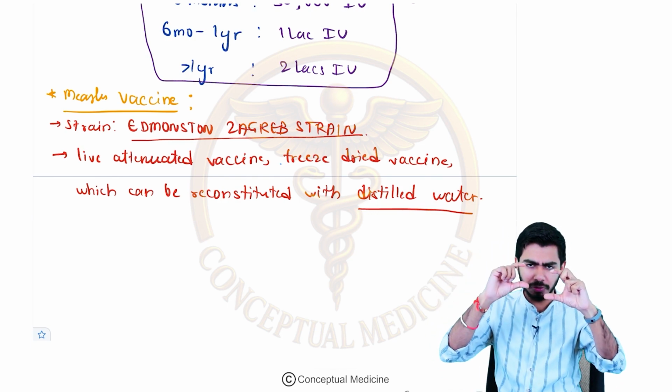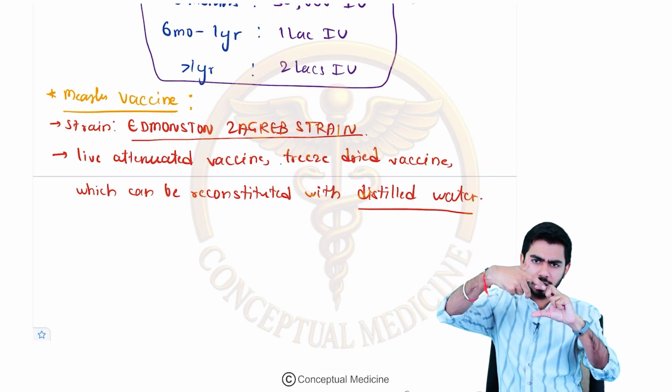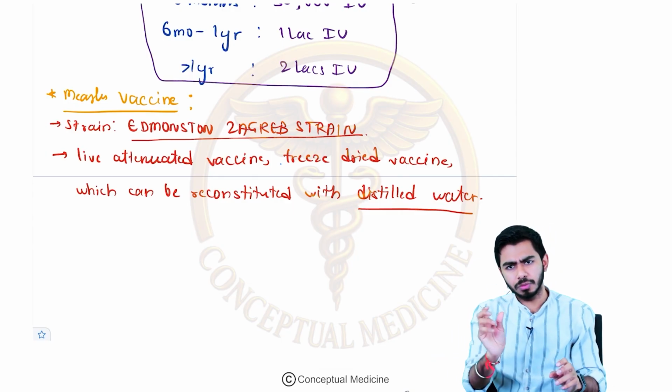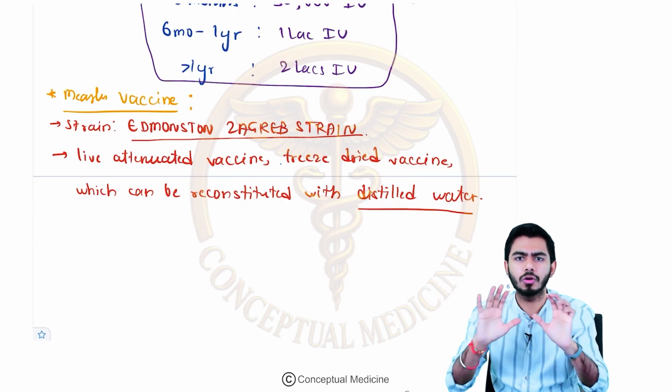With that, they will be giving the distilled water. So you will take the distilled water and inject it into the vial, and then you will mix it. That is called reconstitution. So reconstitution must be done with distilled water.